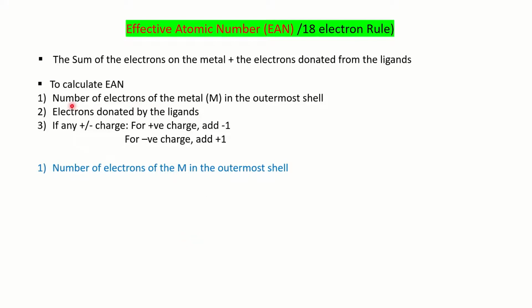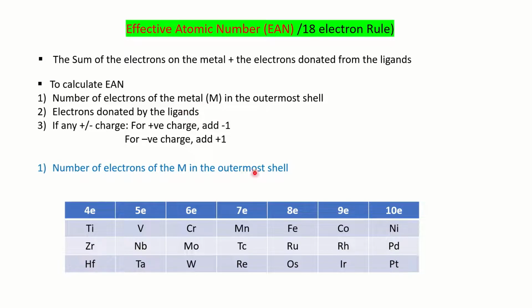So we'll see first how to find out the number of electrons on the metal. So these are the transition metals which we have written, having the electron contribution of 4 electron group, 5 electron, 6, 7, 8, 9 and 10 electron group. So in the group 4 electron you have titanium, zirconium, hafnium. For 5 electrons you have vanadium, niobium, tantalum, and you can see 8 electron contribution iron, ruthenium, osmium. For 10 electron contribution you have nickel, palladium, platinum.